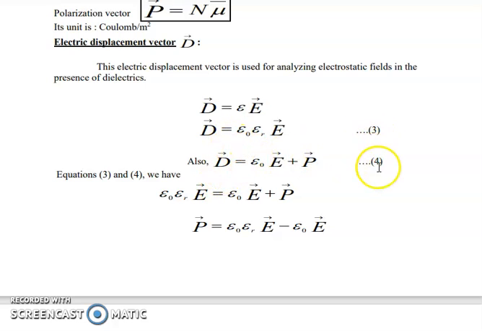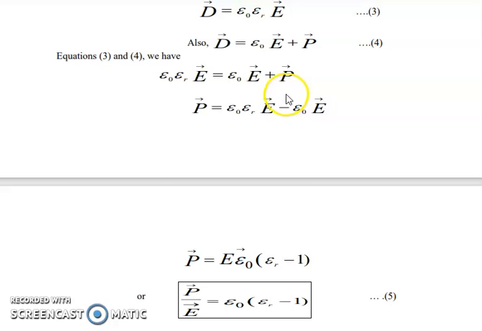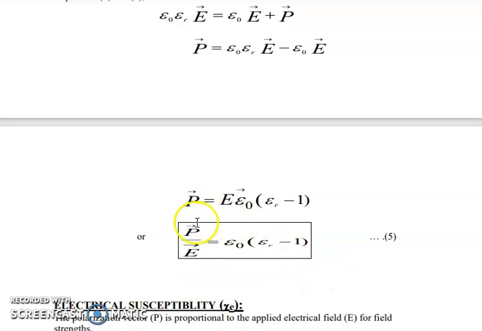So let us equate 3 and 4. Epsilon naught epsilon r E is equal to epsilon naught E plus P. I want P, so let me have P on one side. This epsilon naught E will come to this side. So epsilon naught epsilon r E minus epsilon naught E. Epsilon naught is common, and E is also common, so let us take epsilon naught E outside the bracket. We will be left with epsilon r minus 1. Bring this E to this side. So P by E is equal to epsilon naught times epsilon r minus 1. P represents the polarization vector. E represents the applied electric field, which is also a vector. So P by E is epsilon naught times epsilon r minus 1.